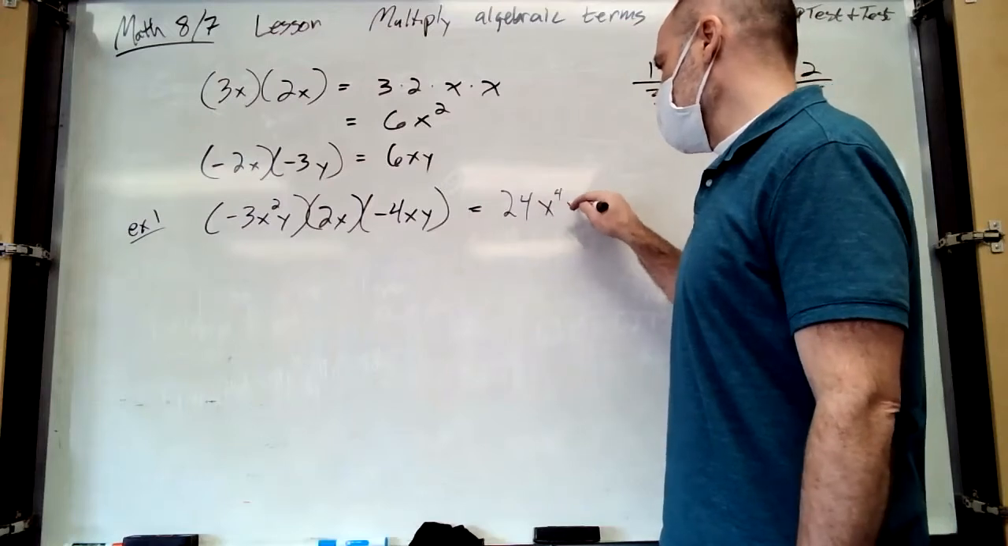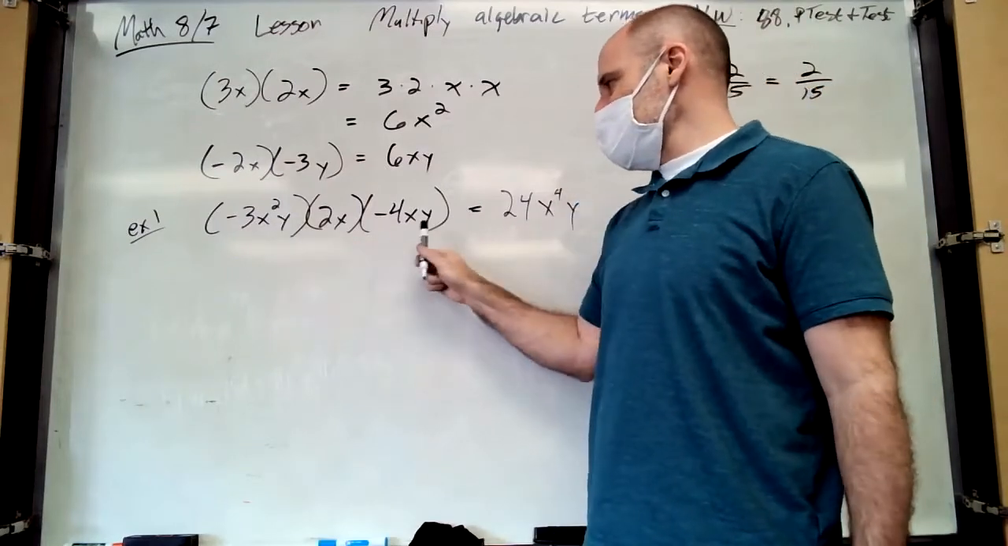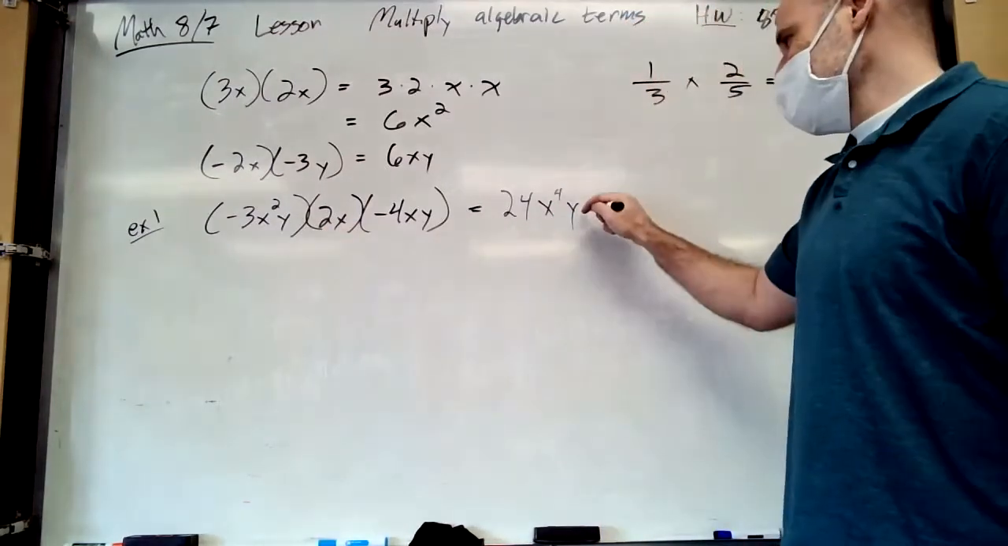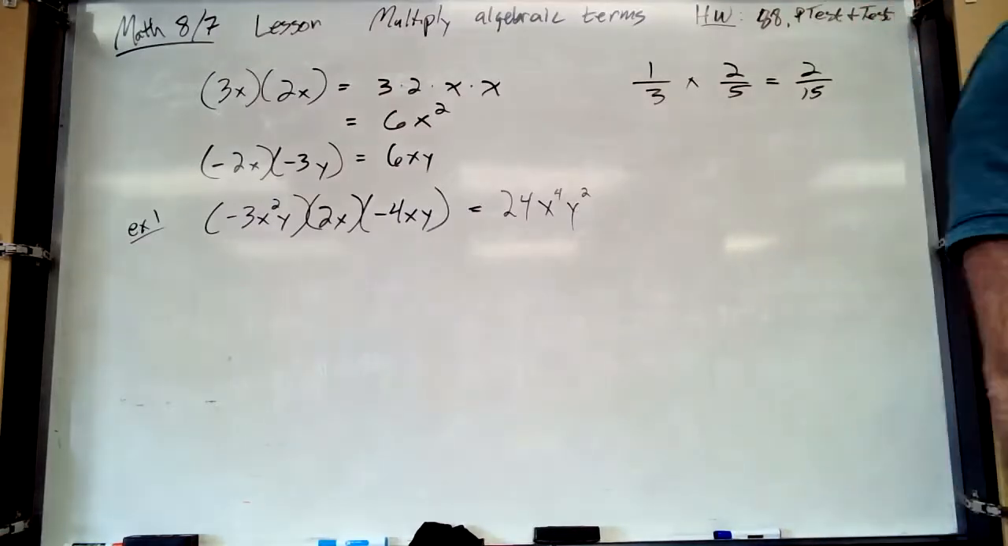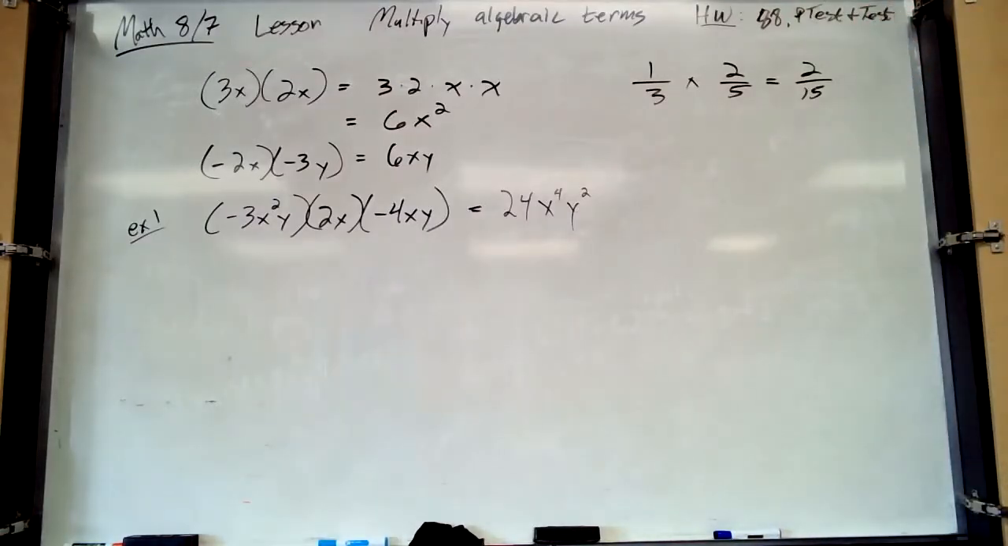X to the 4th, and then Y times Y. What's Y times Y? I had it so close. Yep, you had X to the 4th, and then you just gave up. You fell off. I fell off. Y squared.